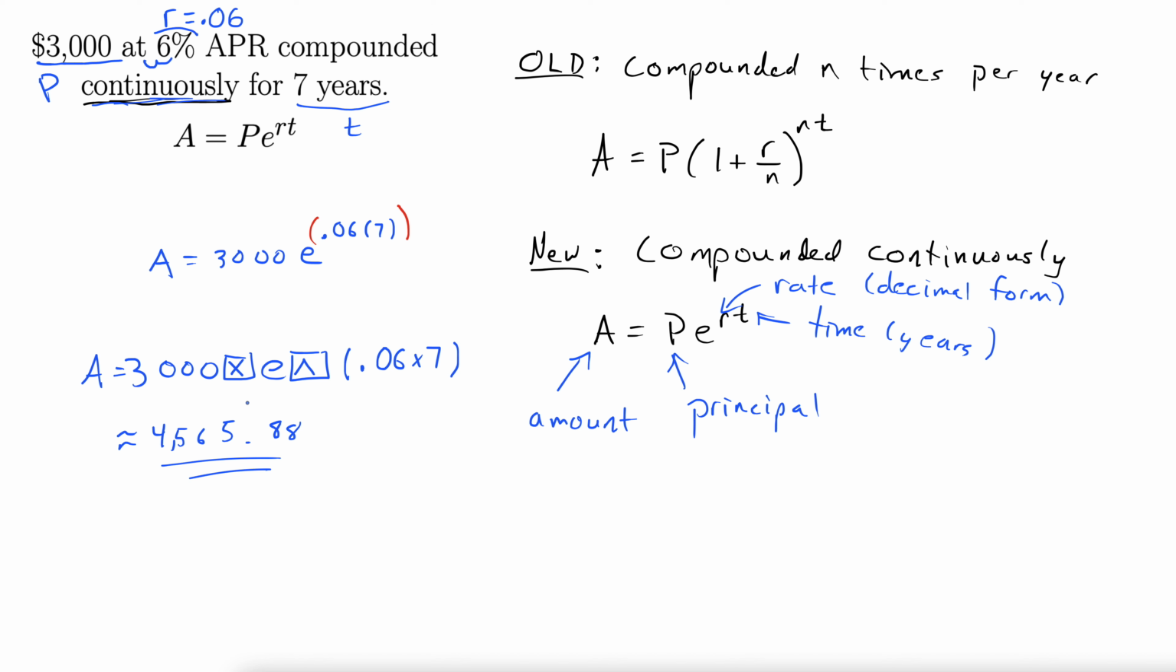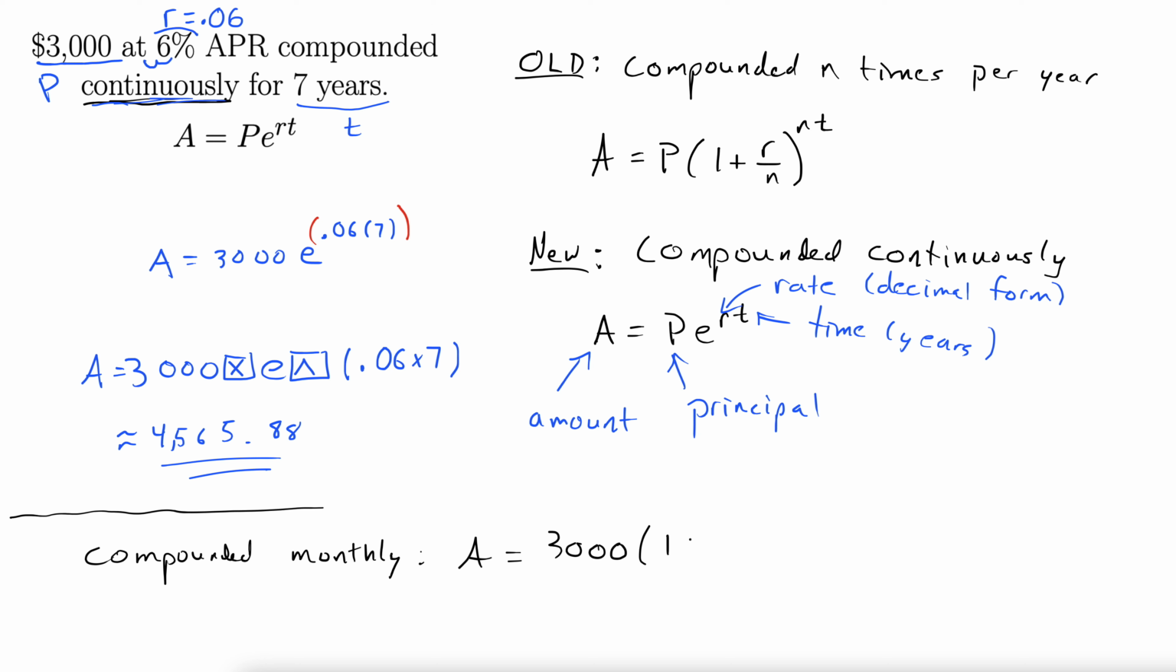Let's just see how different this is than if we were to compound it monthly, right? Because it seems like, wow, compounding it every instant would be so much more. So let's just check. So let's do this. Compounded monthly. Okay, that would give us A equals P, so 3,000, times 1 plus 0.06 over monthly would be 12, all to the power of 12 times t, which would be 7.